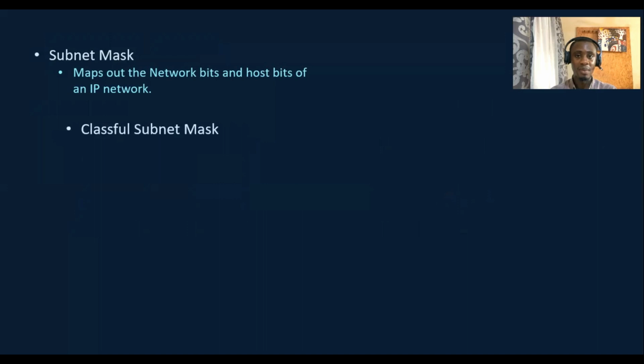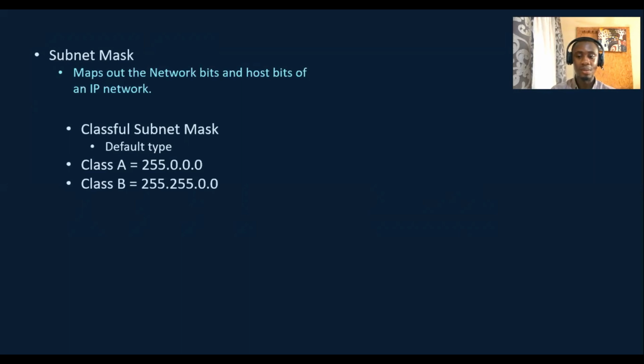And the next thing we'd like to look at is the subnet mask. A subnet mask helps you to map out the network bits and the host bits of an IP network. The classful subnet mask is what is mostly known as the default type, where we all started from in IP addressing. So class A, according to the classful subnet mask, is represented as 255.0.0.0. Class B is represented by 255.255.0.0. And class C is represented by 255.255.255.0. Though we have a class D and E, for IP addressing we limit ourselves to these 3 classes.